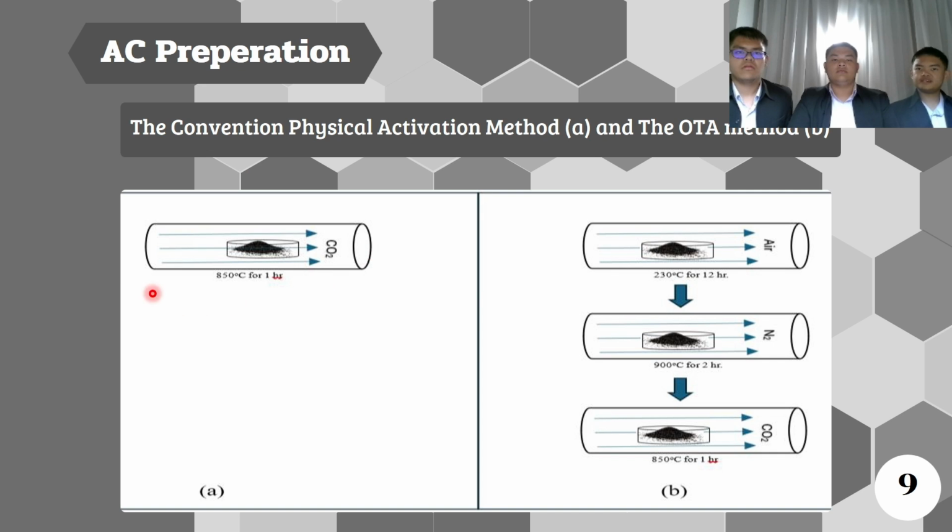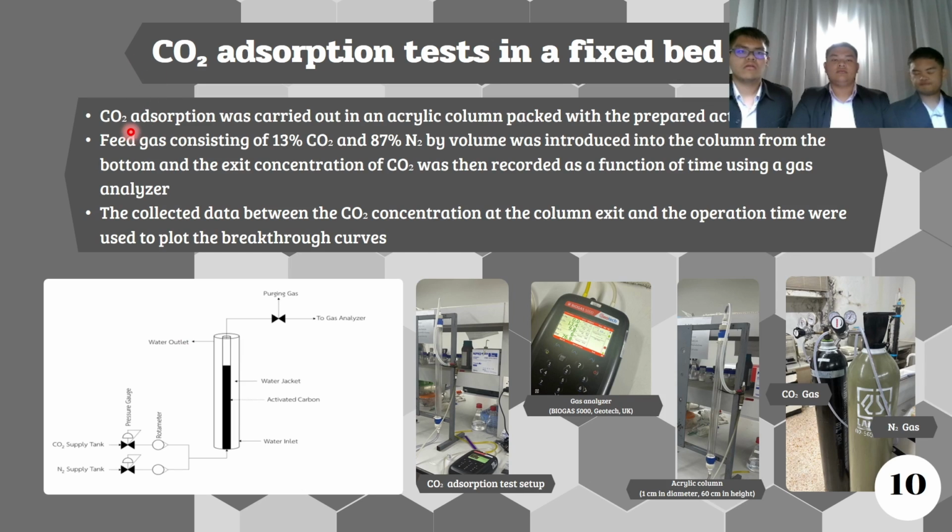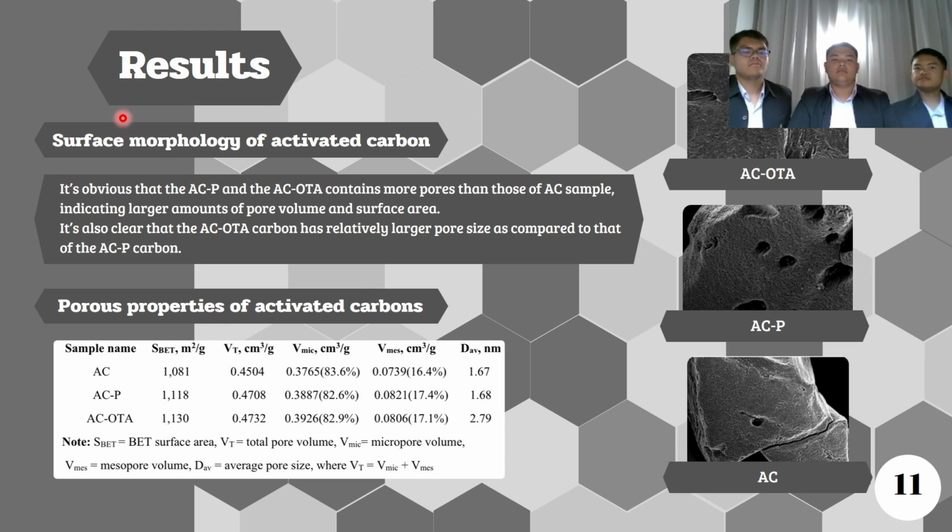For the conventional physical activation method, the original activated carbon was activated in CO₂. The activated carbon sample obtained was designated as ACP. CO₂ adsorption was carried out in the acrylic column packed with the prepared activated carbon. Feed gas was introduced into the column from the bottom, and exit concentration of CO₂ was then recorded as a function of time using a gas analyzer. The collected data between the CO₂ concentration at the column exit and the adsorption time were used to plot the breakthrough curves.